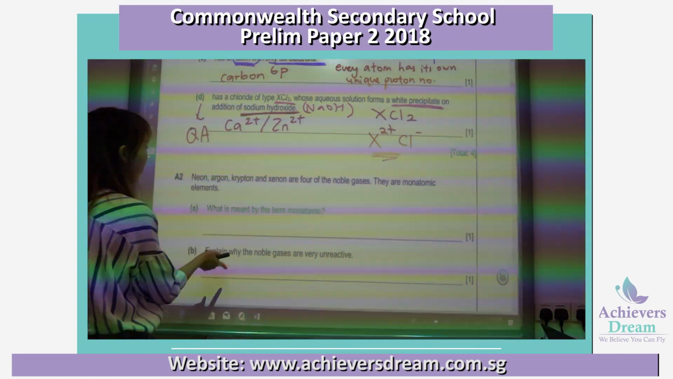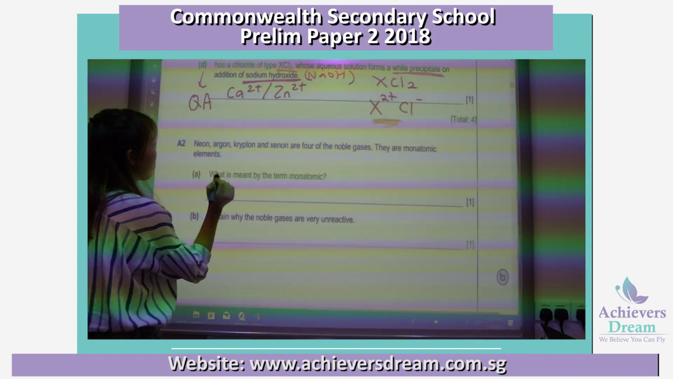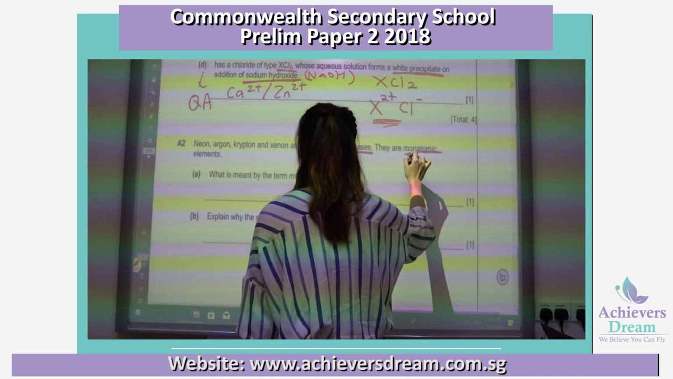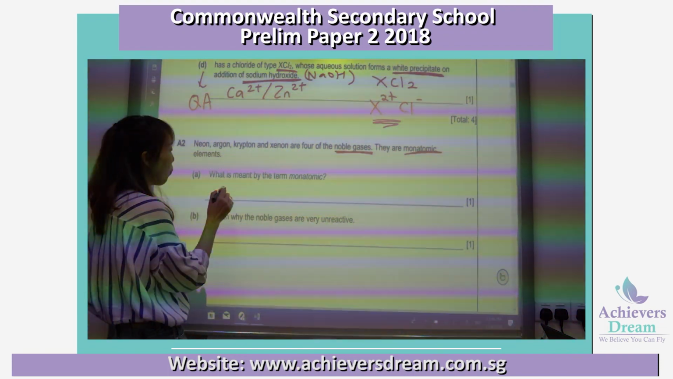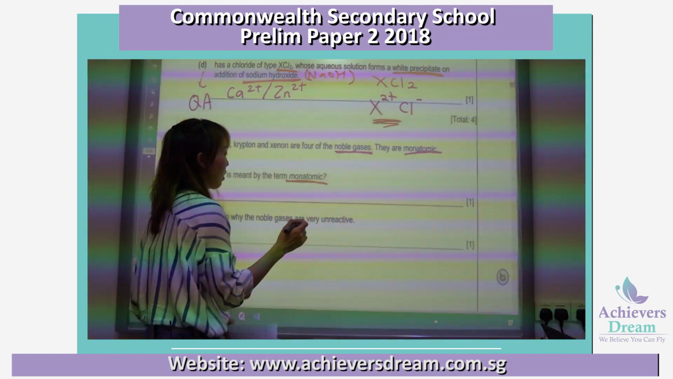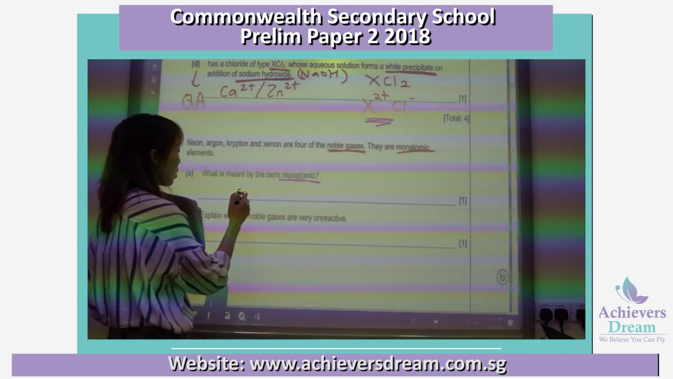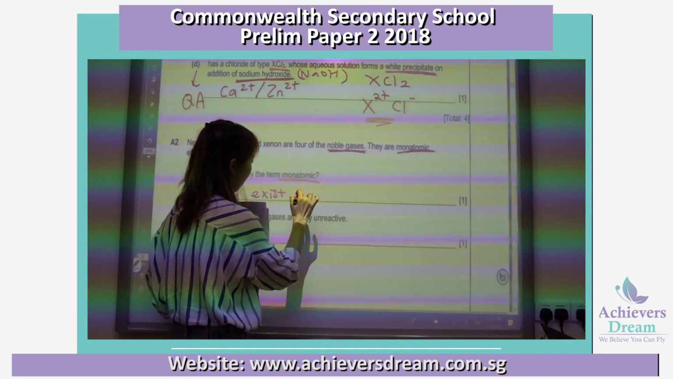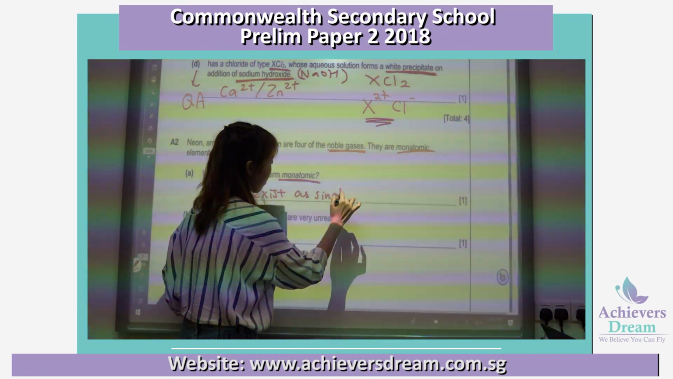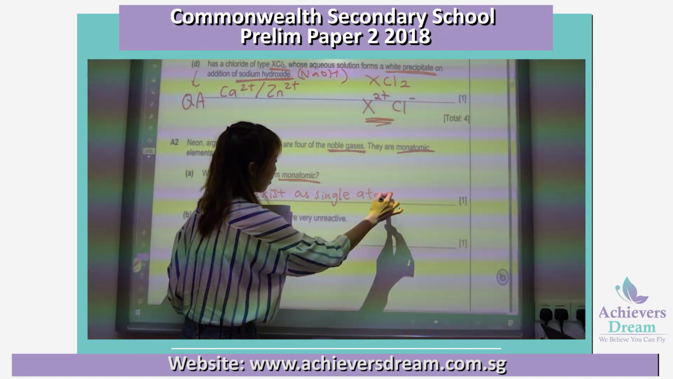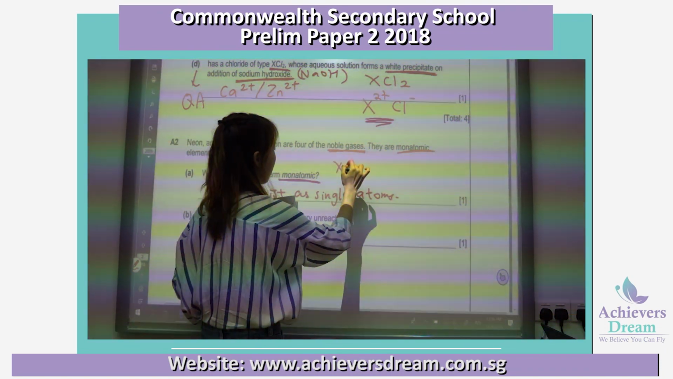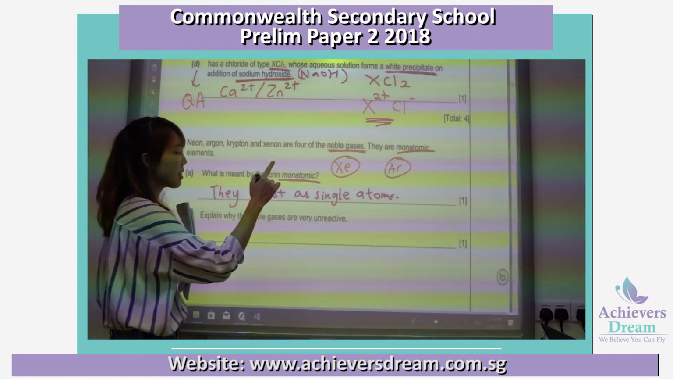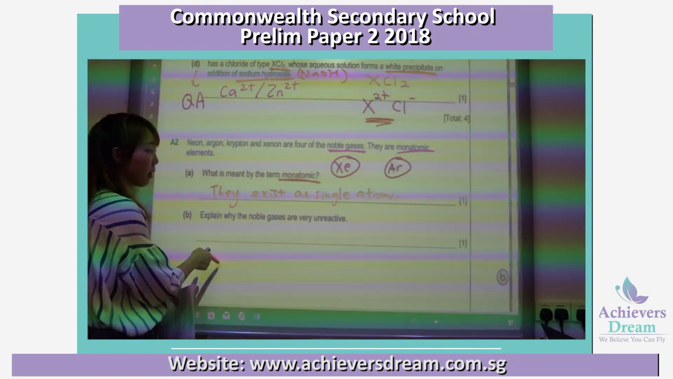Then for A2, neon, argon, krypton and xenon are 4 of the noble gases. They are monoatomic elements. So part A, what is meant by the term monoatomic? Monoatomic means that these noble gases exist as single atoms. So they exist just as xenon, argon, and so on and so forth. They exist just as one single atom.